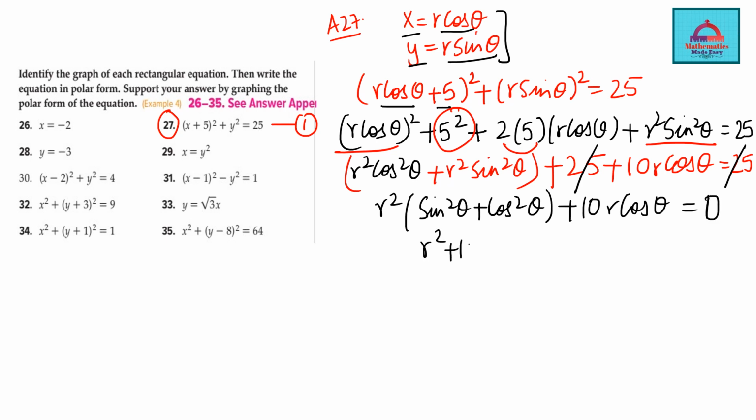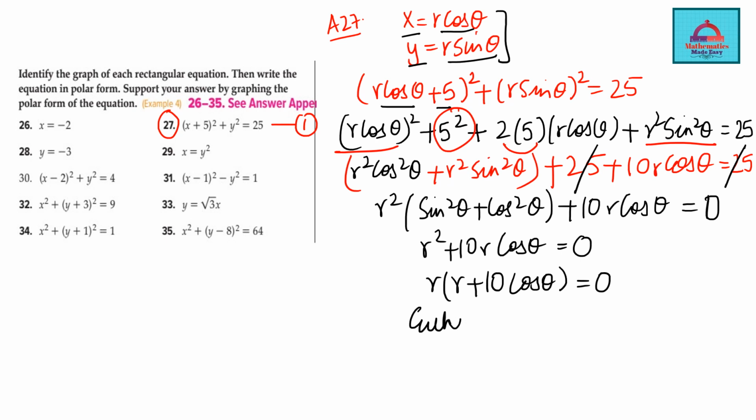So r square plus 10r cos theta equal to 0. Now I can take one r common here. So this is r times (r plus 10 cos theta) equal to 0. So either r is 0 or r plus 10 cos theta is 0.